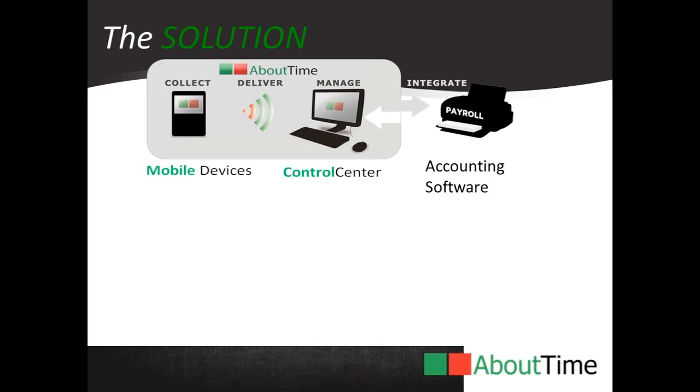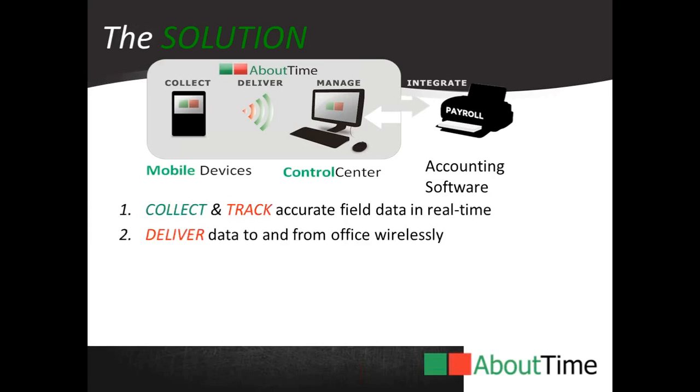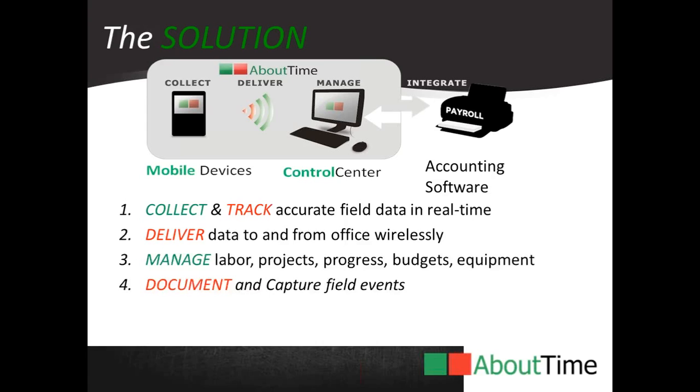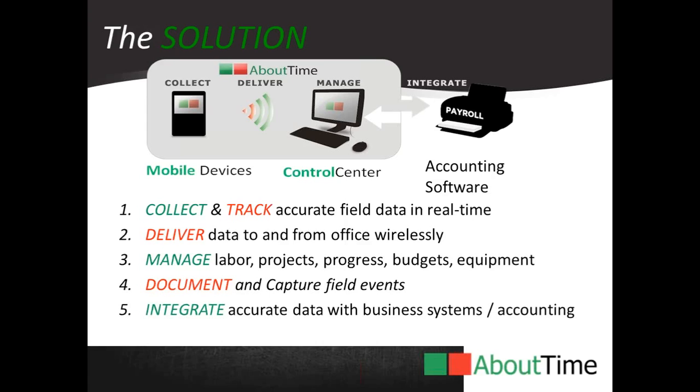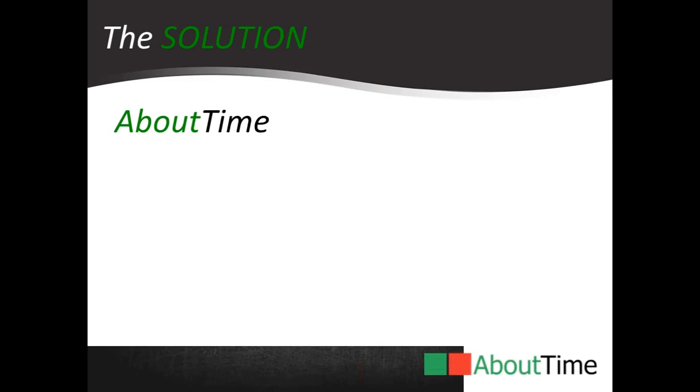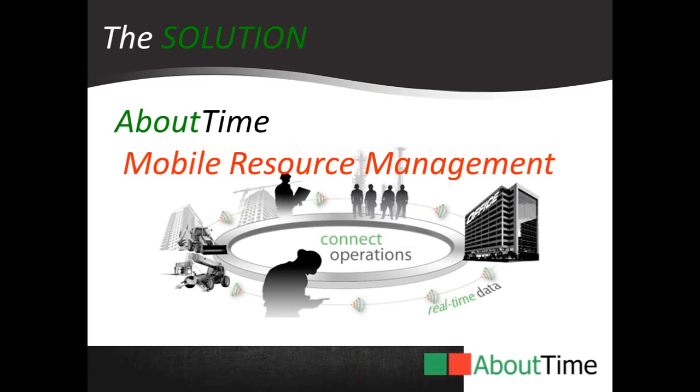And there's 5 parts to this solution that I'm going to be talking about today. First is collecting and tracking accurate field data in real time, and then delivering the data to and from the office wirelessly. And this is going to allow you to manage your labor, projects, progress, budgets, equipment, whatever it may be, and document and capture field events. And finally, last but not least, integration. We integrate with over 100 different accounting softwares. To sum this all up, the solution is the AboutTime mobile resource management.